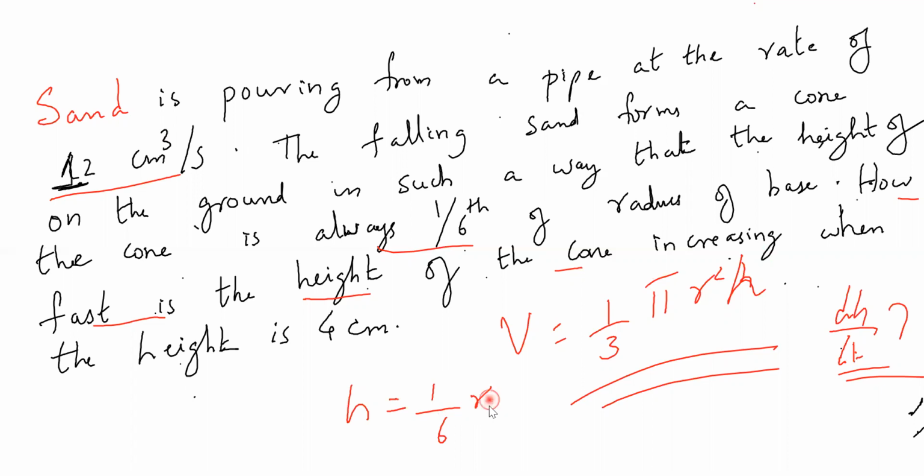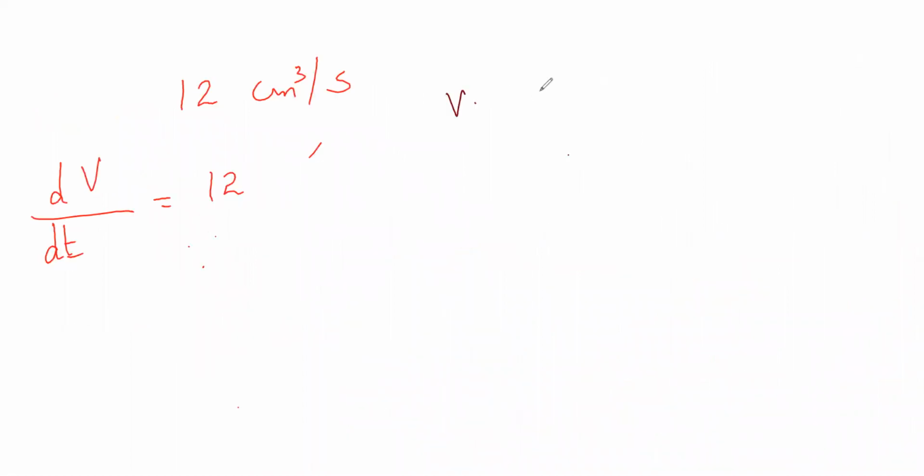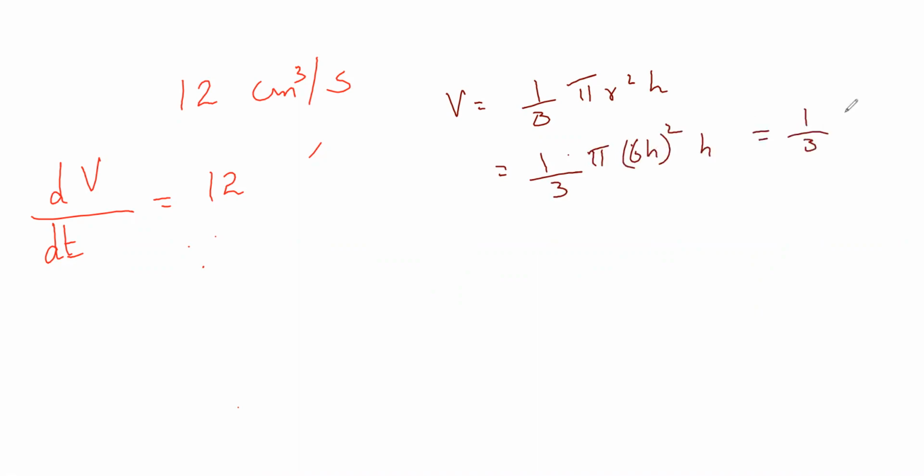So instead of the radius, I can put 6h. Volume is equal to 1 by 3 pi r square h, which is 1 by 3 into pi into 6h the whole square into h. So 1 by 3, 6 square is 36, 36 h cube into pi. I can cancel: 3 12s are 36. So the volume is 12 pi h cube.